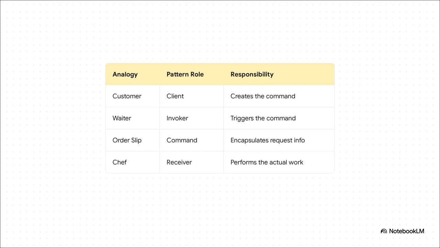Now, the invoker's job is just to trigger the command. They don't need to know how to cook a steak. The command object itself knows who to talk to, the chef, who is our receiver. The receiver is the one who actually does the work. See that beautiful separation? The waiter never talks to the chef directly.